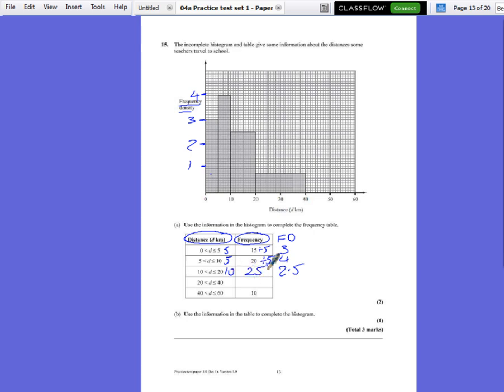The next bar is 0.8 tall, so has a frequency density of 0.8 and is 20 wide. So 0.8 times 20 would give me 16 for the frequency. And then the last bar has got a frequency of 10 and a width of 20. So 10 divided by 20 is 0.5. So we want to go up to 0.5 and fill in our last bar.